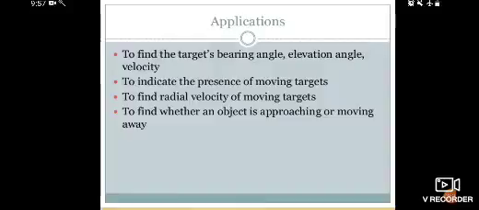So what are the applications of this CW radar? It can be used to find the target's angle, elevation angle, and velocity. It indicates the presence of a moving target as opposed to a stationary target. It is used to find the radial velocity of the moving target, and to find whether an object is approaching or moving away from the antenna. Okay, these are the applications of normal CW radar.